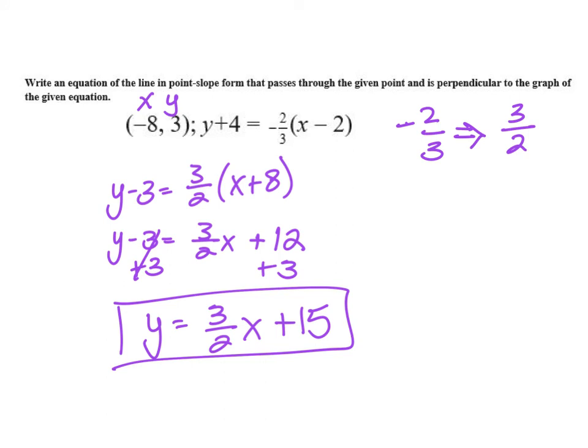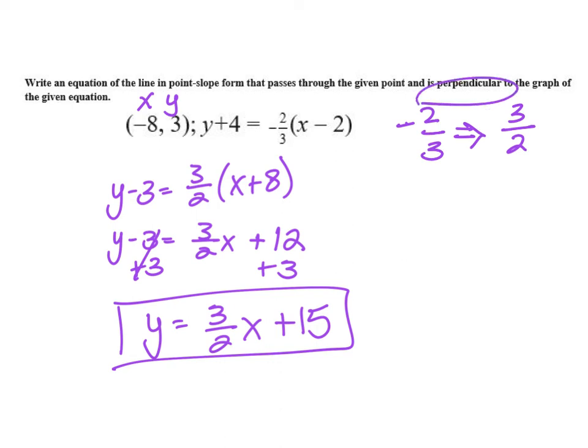Slopes are opposite reciprocals. The y-intercepts in this case don't matter because the lines can intersect at the y-intercept. It doesn't matter. So in this case, the y-intercept isn't a big deal. It's only the slope that matters when we're talking about perpendicular lines.